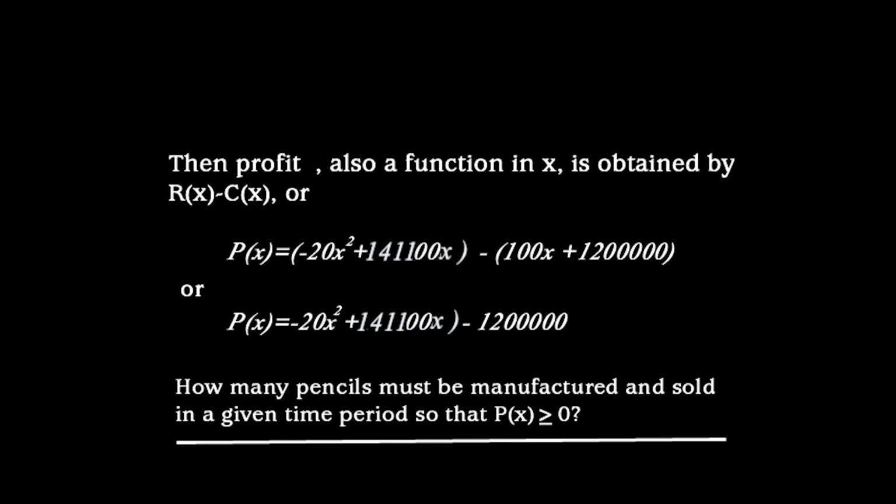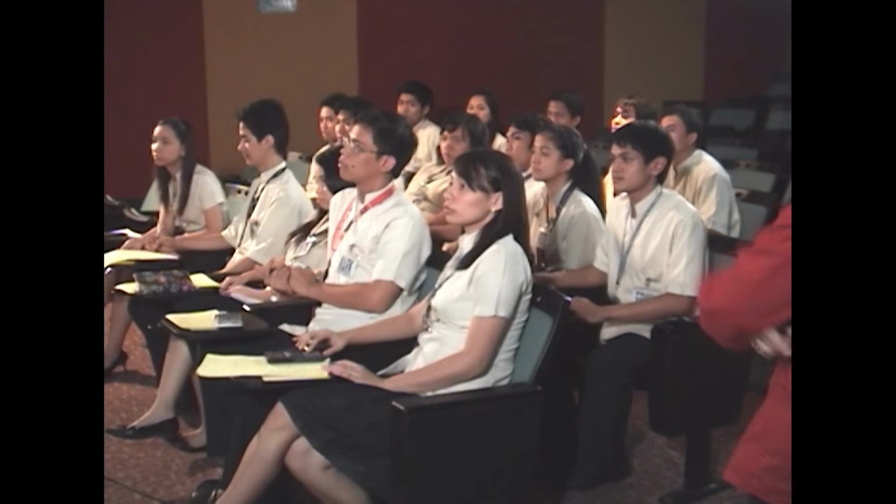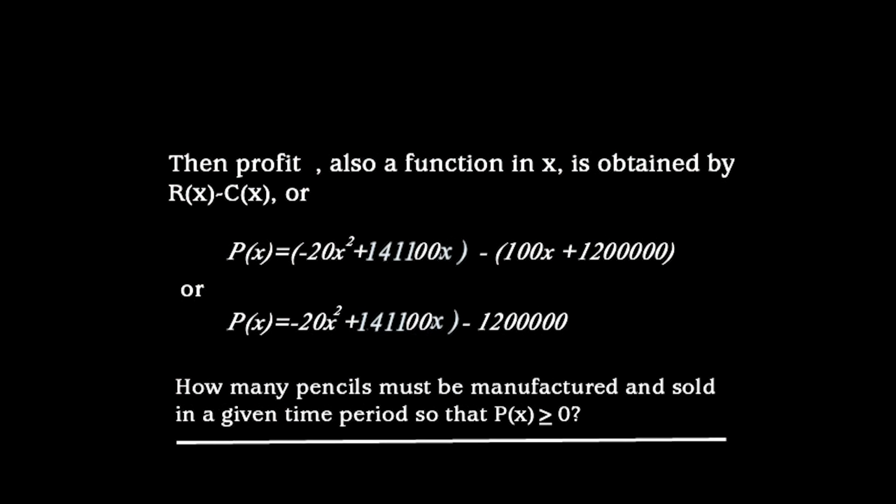Finally, we solved. If you were that business owner, or the manager, what would you tell your boss? Boss, we should manufacture and sell how many pencils so that we gain at least a profit or at the very least break even? Can you tell us in a complete sentence the answer to this question? How many pencils must be manufactured and sold per month, the time period that we gave, so that you don't experience any loss?